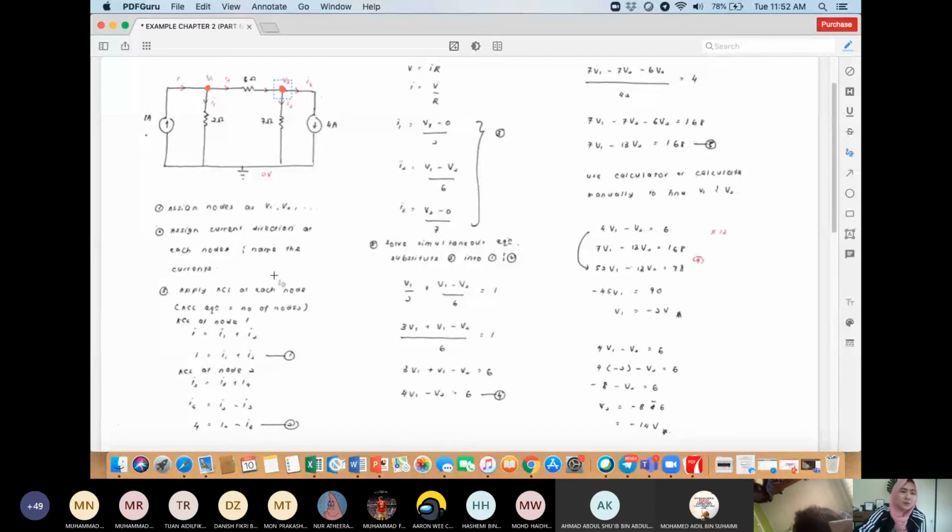Next you do the KCL at node 2 over here. The KCL equation over here is I2 equals I3 plus I4. Then you rearrange, and you will get I4 equals I2 minus I3. And you know that I4 equals 4 ampere. So that's why we have the equation 4 equals I2 minus I3.